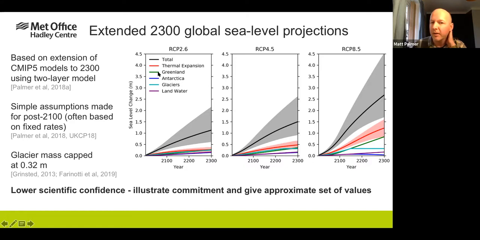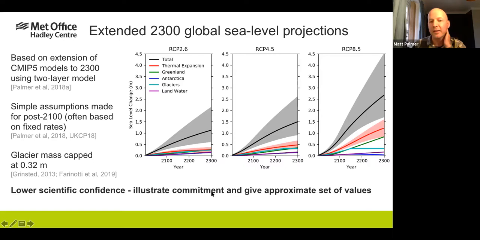And then I'm showing the other contributions in the individual lines. And for the purposes of clarity of presentation, it's only the total and thermal expansion that have these uncertainty bars. But you can see we're getting some pretty large uncertainties by 2300. So these have got lower scientific confidence than the 2100 projections. So this is something that was obviously picked up in AR6 as well, that it's very hard to have the same level of scientific confidence on these longer time horizons.